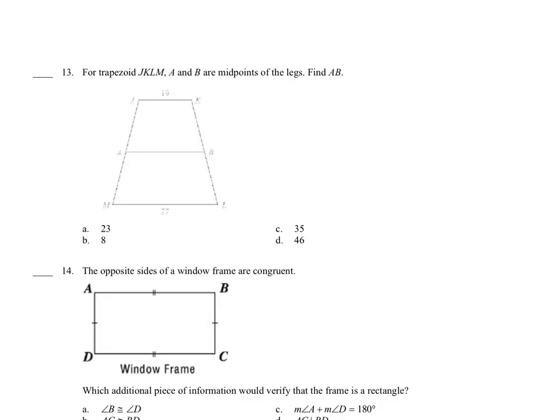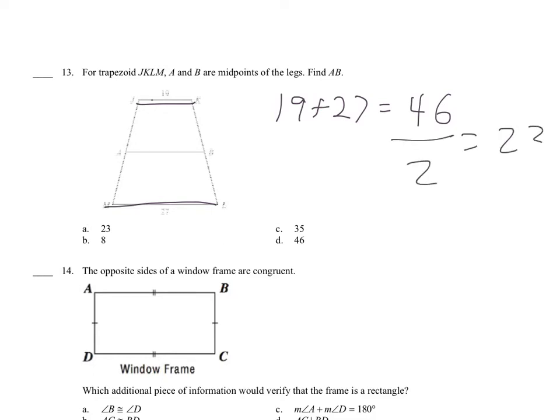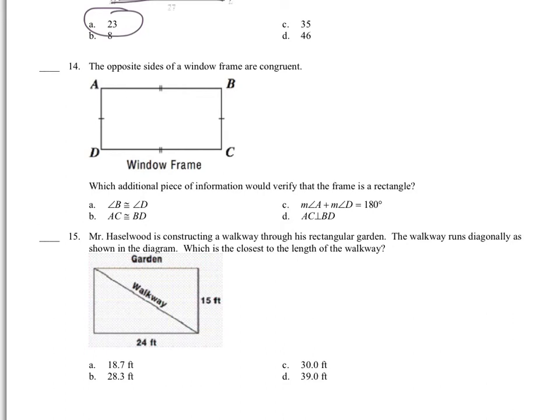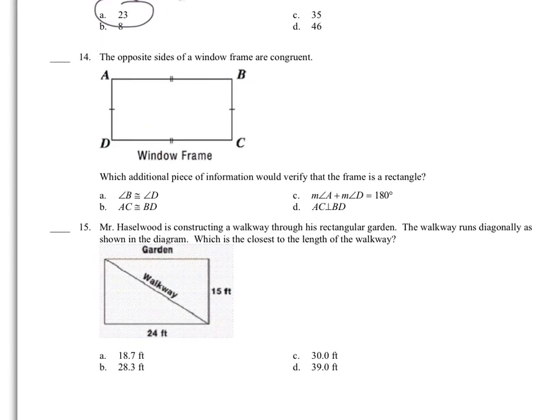Alright, now this trapezoid, a little bit simpler than the last one we had. We take the two bases, we add them up, and divide by 2. So 19 plus 27 equals 46. Then we take half of that, which is 23. And that's my answer. The opposite sides of a window frame are congruent. Which additional piece of information would verify that the frame is a rectangle? Well, we would have to prove, if you recall, the diagonals to be congruent. BD has to be congruent to AC, which would be B.